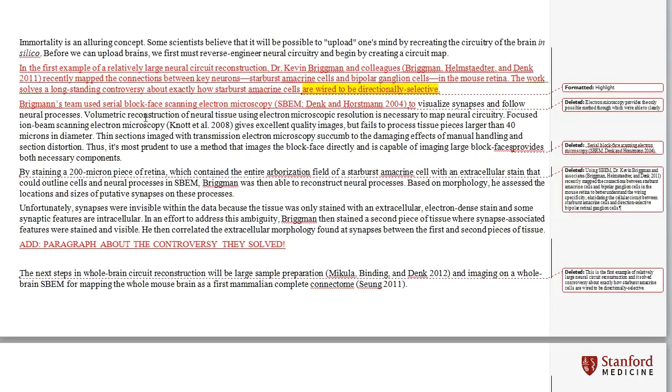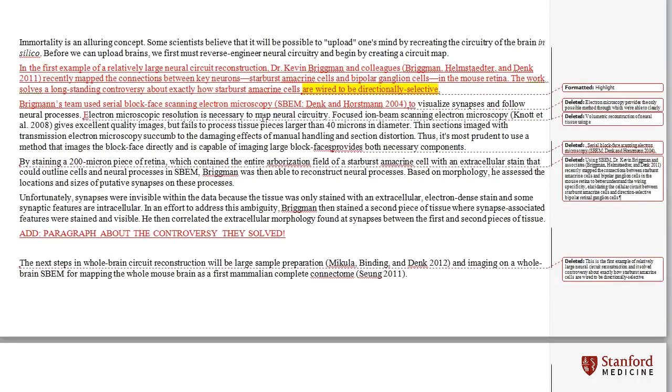I'm also going to cut where it says volumetric reconstruction of neural tissue using electron microscopic resolution is necessary to map neural circuitry. Notice that's kind of jargony. Well, I think we can just say, if we're getting into why we used electron microscopy at all, electron microscopic resolution is necessary to map neural circuitry. I don't think we need any of the other words there. So we can cut a few words there.